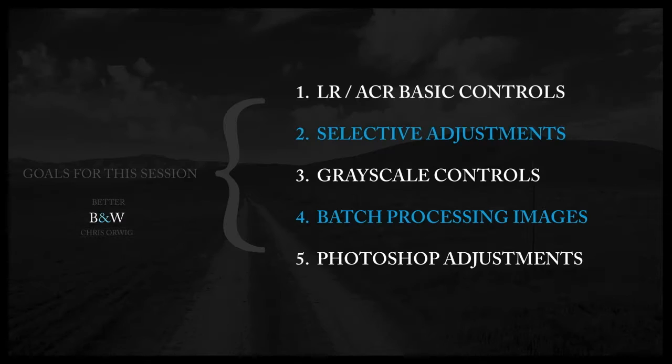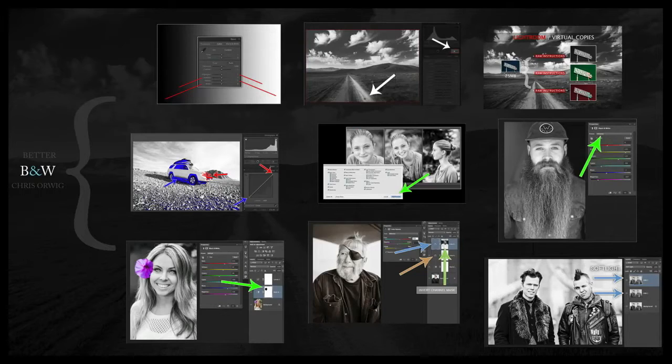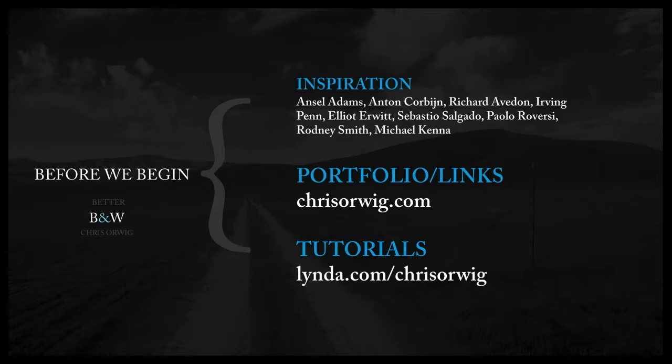And so the goals for this session are four. I want you to walk out of this one knowing how to use Lightroom and some of the Adobe Camera Raw basic controls. Learn how to work with selective adjustments to bring attention to certain areas or to darken other areas. Look at the grayscale controls, batch processing, speed up what we do, and then work with Photoshop as well. So those are the goals. These are some of the things that we'll be doing, and it's just letting you know we're going to work a lot in Lightroom and some in Photoshop. And so that's the gist of this one.